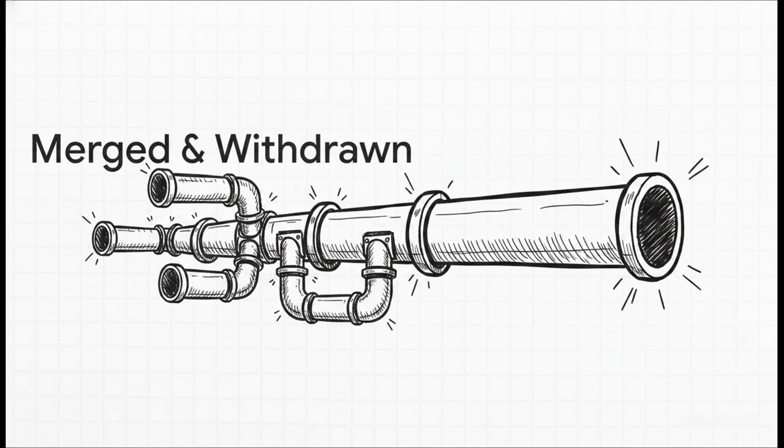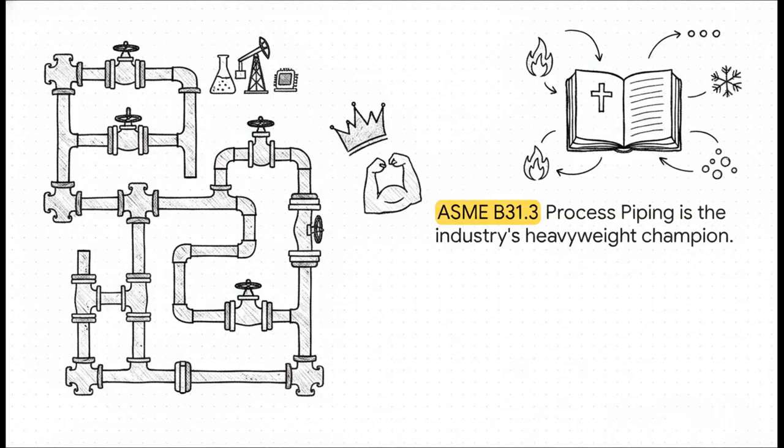Why? Well, because their requirements overlapped so heavily with other codes that ASME simply merged them into a broader code to avoid all the confusion. So the absolutely crucial point here is that because of all those mergers, ASME B31.3 emerged as the absolute heavyweight champion of the entire industry.